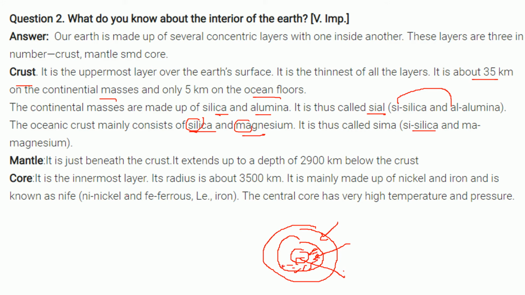Then we have the mantle, the second part. It is just beneath the crust, and it extends up to a depth of 2900 kilometers. The core is the innermost layer. Its radius is about 3500 kilometers. It is mainly made up of nickel and iron and is known as Nife. Nickel and ferrous, ferrous is for iron. The central core has high temperature and pressure.